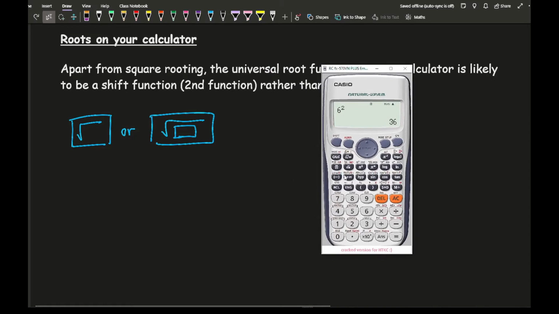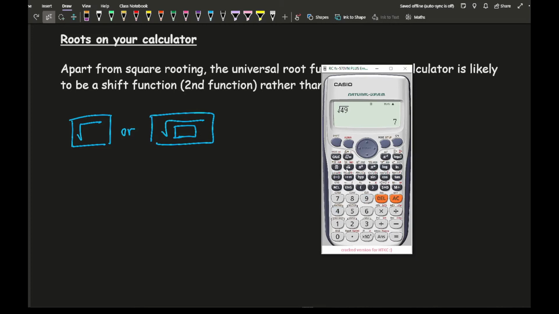Now in terms of using your square root, let's say for rooting, so this is a square root. Again, if there is no number, you assume that it's square root. So if there's no number outside the little tick bus stop, then it's going to automatically think it's square root. So if I want to square root, let's say 49, I should get 7.